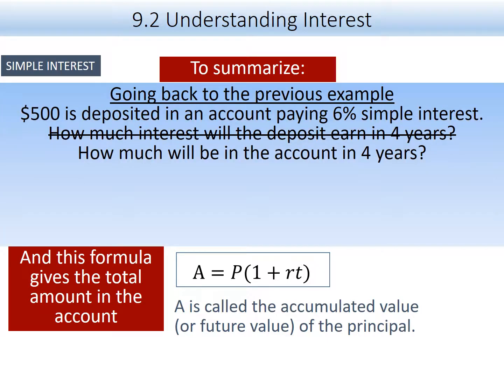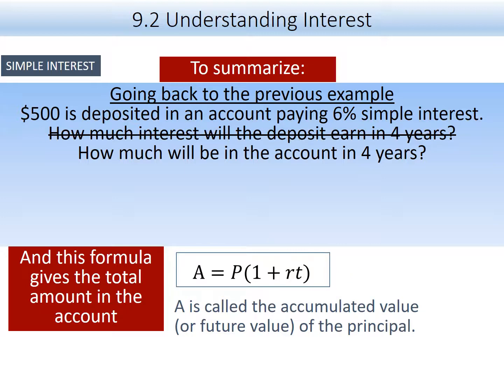Now, if we go back to that previous example and change the question, instead of asking how much interest the deposit will earn in 4 years, we ask how much will be in the account in 4 years, we've already figured that out by just taking the original amount and adding the interest. But I want to show you that you can also go directly to the answer by using this formula.